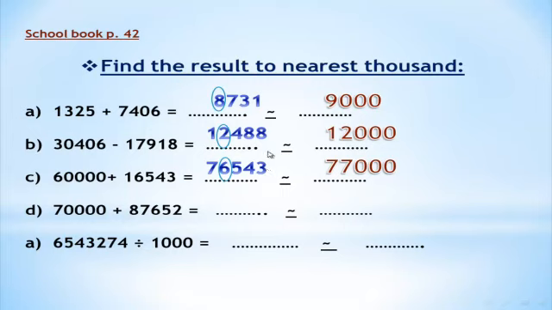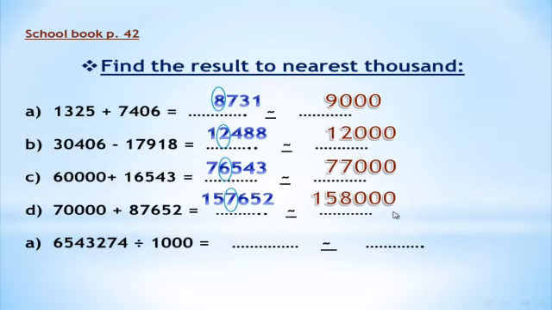70,000 plus 87,652. The result will be 157,652. Put the circle on the 1,000. 6 is strong. Give 1, so the result is 158,000.